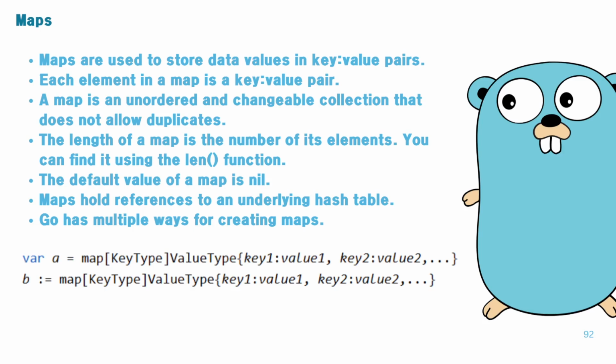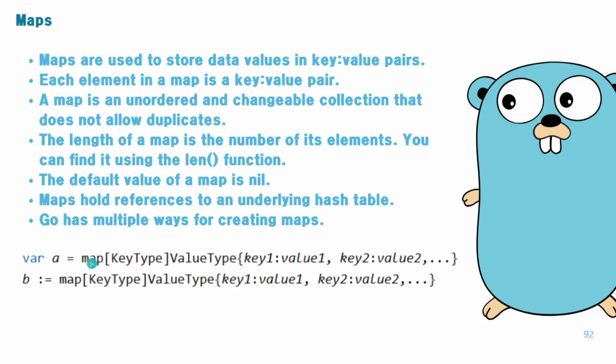Go has multiple ways to create maps, and also a map is of reference type. So if a single map is referenced by multiple variables, then by changing any one of them you will be changing the other also. So let's take a look at declaration first, or the syntax that we use for declaration.